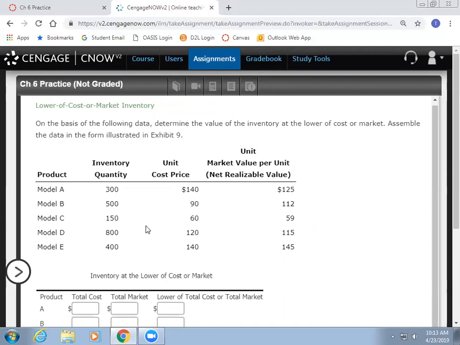So all they're giving you is the different products that we have, model A through E, inventory levels, quantities, the unit cost, which is our price, what we have them in inventory as, and then the current market value. It's also known as net realizable value, okay? So again, another word for market value is replacement value. What we're going to do is calculate the total cost for both our cost and the market value, and then just choose the lower of the two. It's really that easy. So hopefully that one will be easy breezy on the test too.